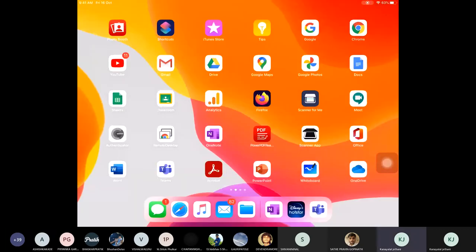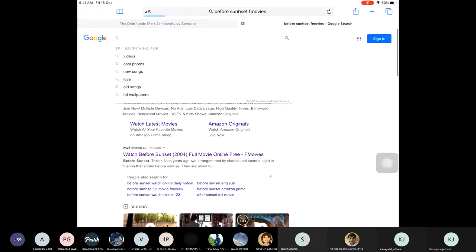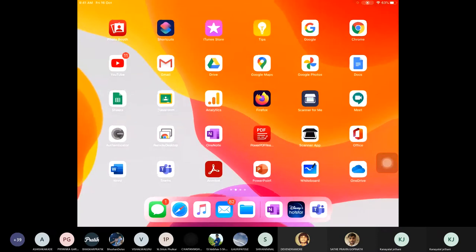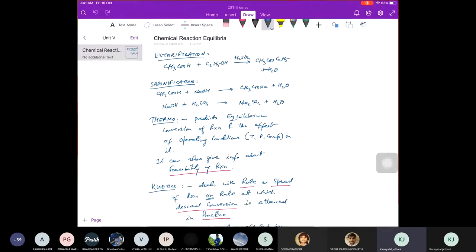What do you see? क्या दिख रहा है आपको? यूनिट पर दिख रहा है क्या? अमेज़न केमिकल रिएक्शन इक्विलिब्रिया दिख रहा है क्या? यस सर. ओके, सो लेट अस सी.